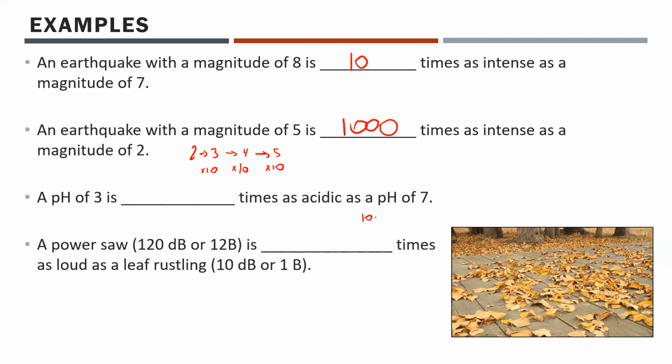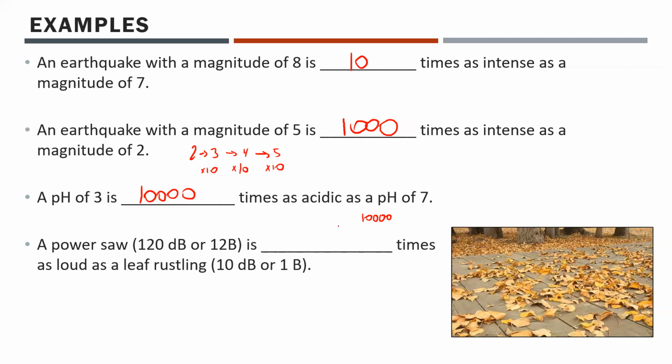And then 6 to 5 would be 100. 5 to 4 would be 1,000. And therefore 4 to 3, we're at 10,000, right? So I just added a 0 for each one of the differences. I was counting back from 7 to 3. That was what I was just doing there. So 10,000 would be the answer there. A pH of 3 is 10,000 times as acidic as a pH of 7.